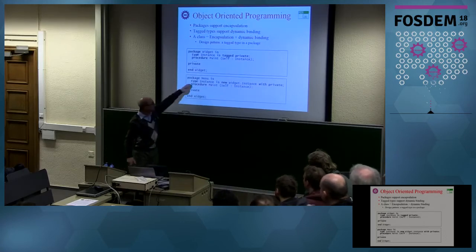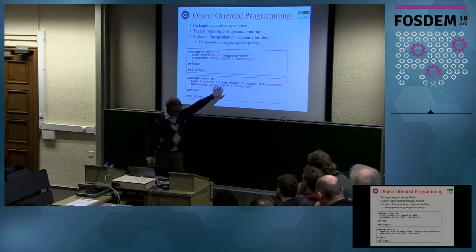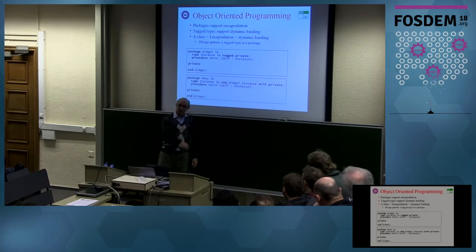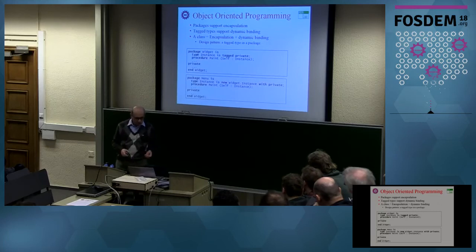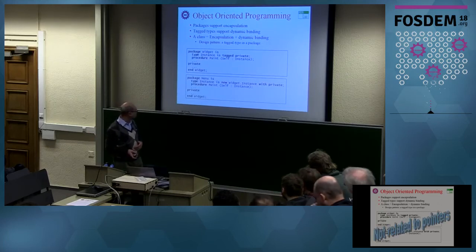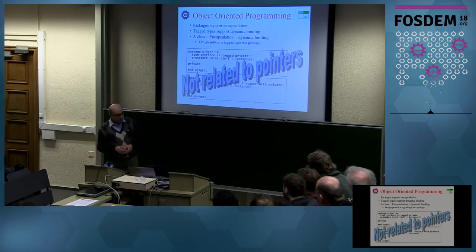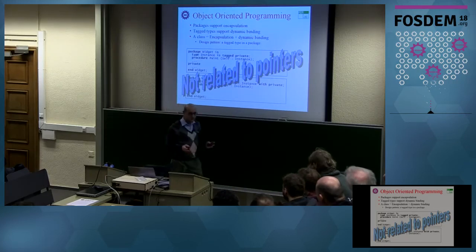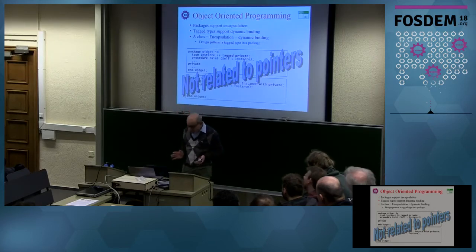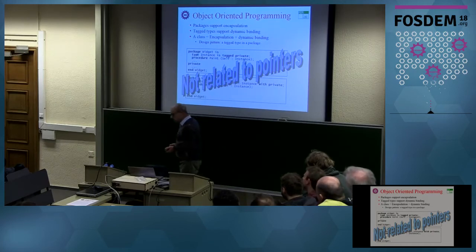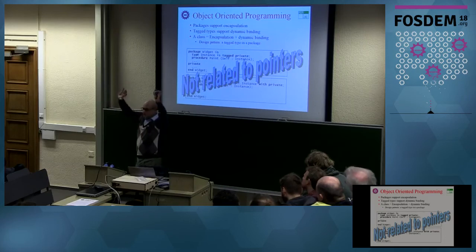And then you can derive a new type from an existing one, adding some new components and redefining operations, so that's the usual way of doing object orientation. I didn't talk about pointers. There is no need to have pointers when you need object orientation. Ada, since 1983, has always been able to allocate variables of dynamic size on the stack.